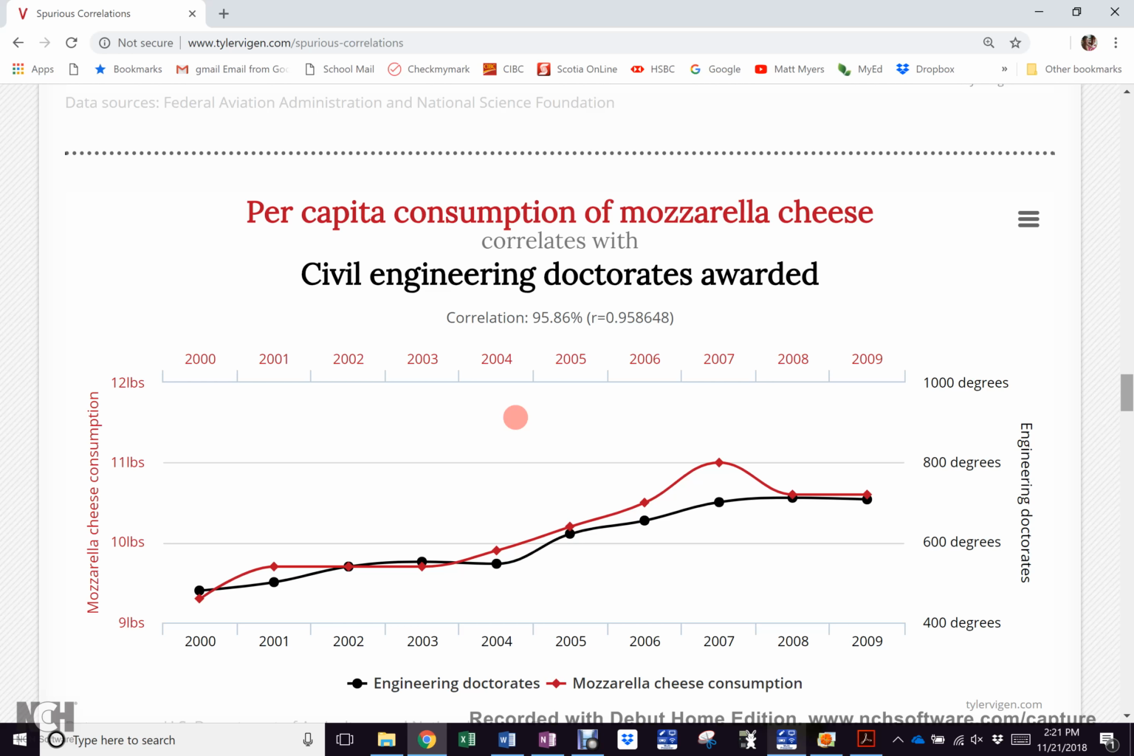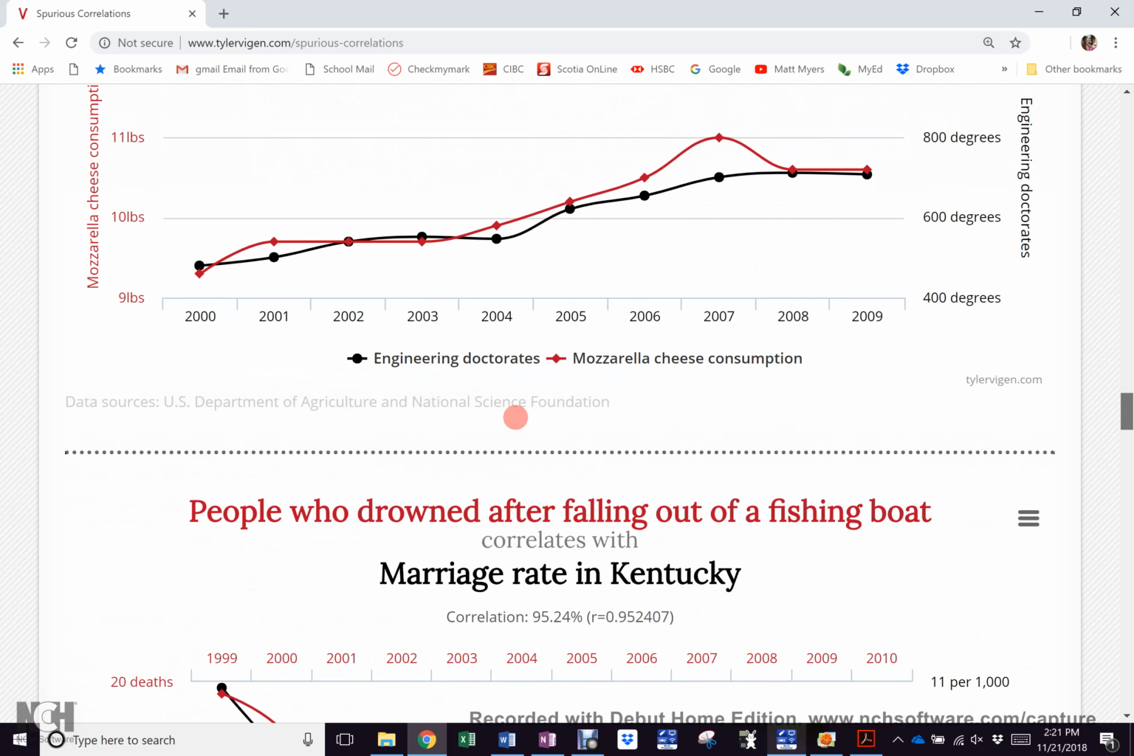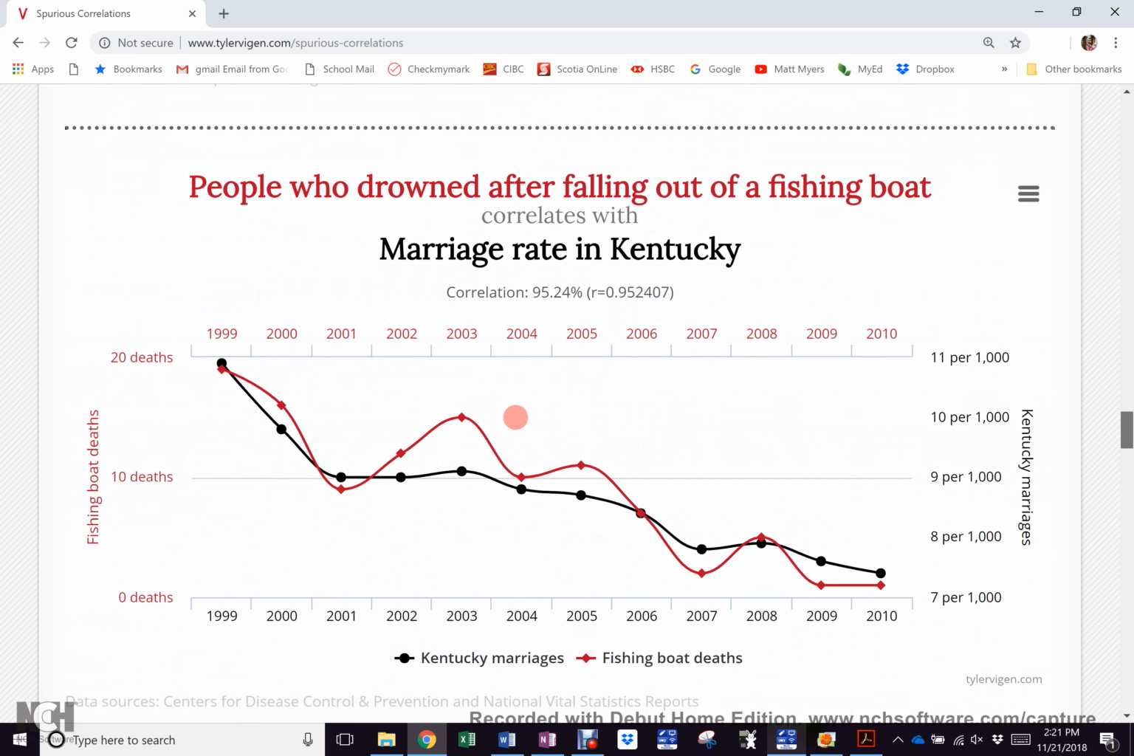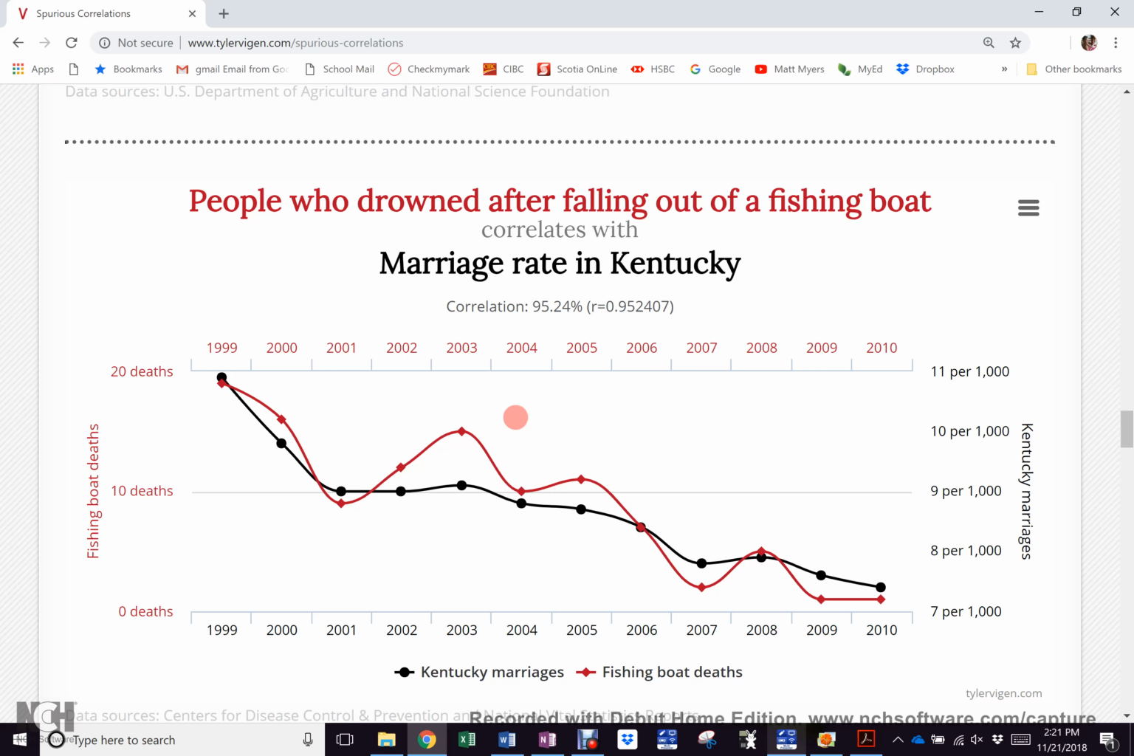Now, I would like to go to one where one of your peers argued it. I won't say who it was. Oh, I like this one. If you drown falling out of your fishing boat, the marriage rate in Kentucky goes down. Well, Kentucky has no water. It's in the middle of the country.